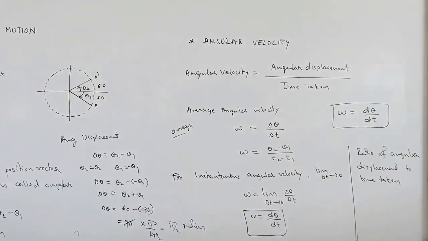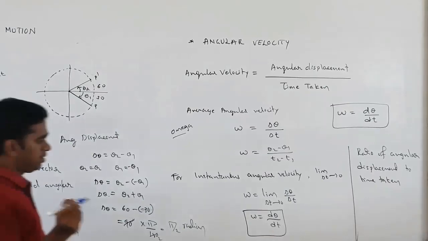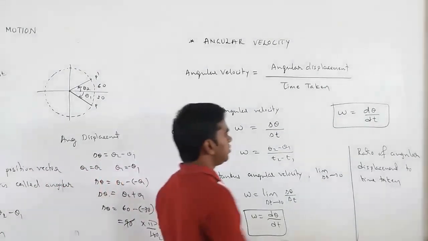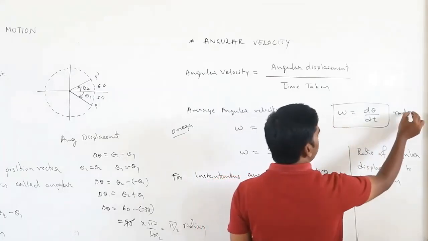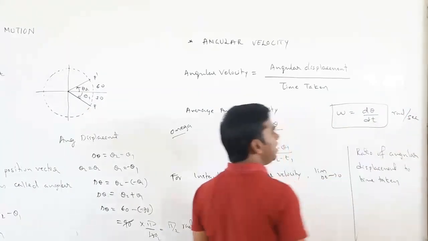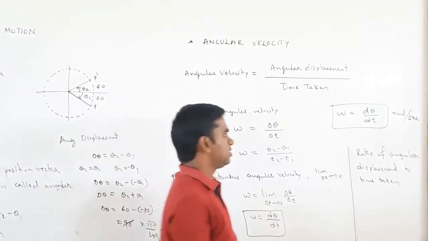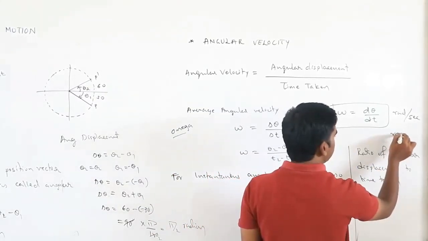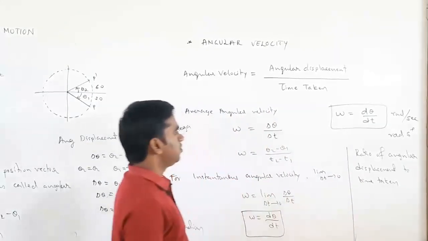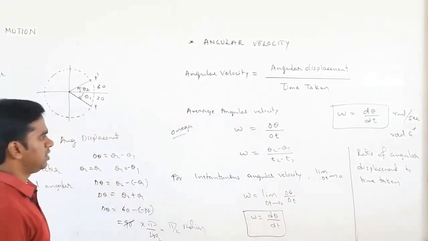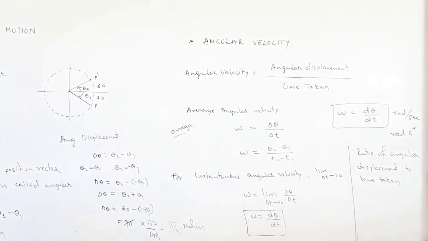Then what will be the unit for this? Displacement unit is radian, and time is second. So the unit of angular velocity is radian per second. Omega equals d theta by dt, in radian per second.